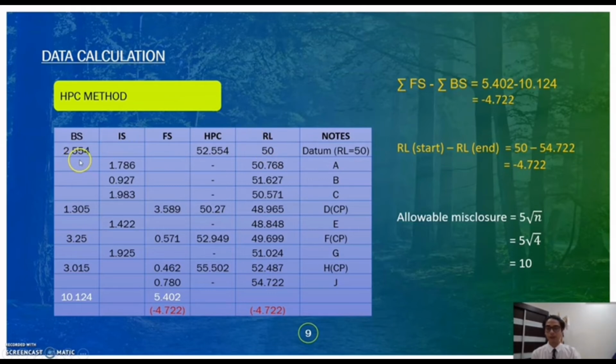We need to plus with 2.554, then you will get 52.554. Okay, the next thing that you need to know is every time you see the backside here, now in this table we have 1, 2, 3, 4. We have 4 backsights, which means we should have 4 HPC as shown in this table. Okay, so I will go through the process and later you will see how it happens. So you plus 2.554, we get 52.554.